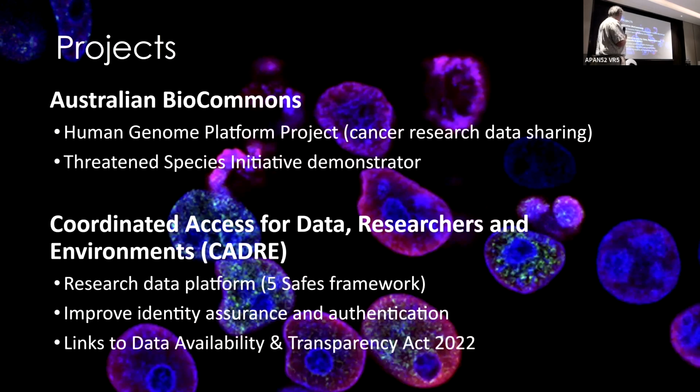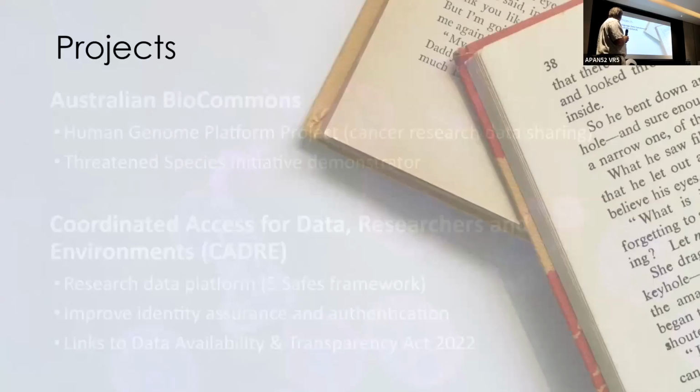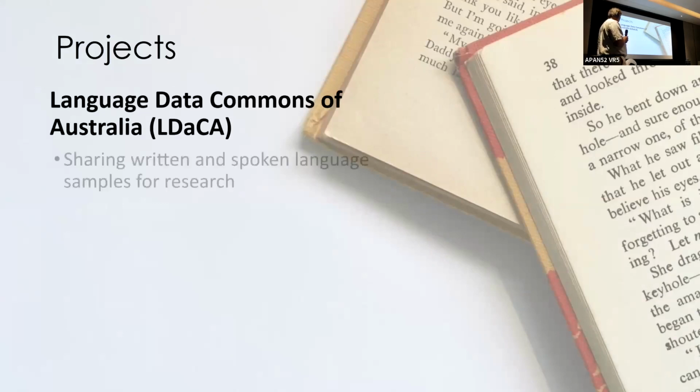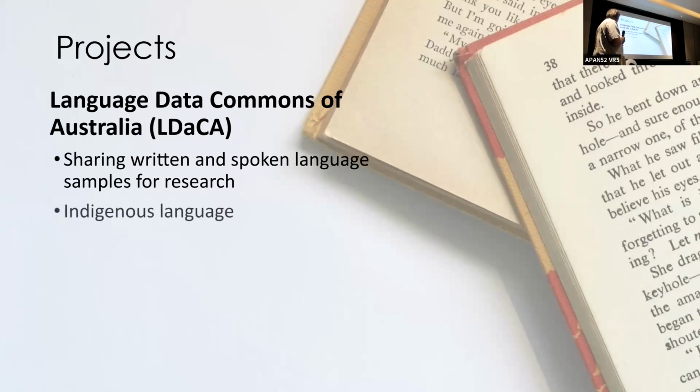Links to data. So it's all about giving access to the right people, to the right data sets at the right time. Not just opening up the doors to everybody, to everything. And it's not just Biocommons, we're also doing stuff with the Language Data Commons Australia. So the humanities are getting involved in this stuff. Sharing written and spoken languages, samples of research. Indigenous languages, and I think Brooke mentioned some of this yesterday about the difficulties with Indigenous languages and who can access stuff. There's the women's stuff, the male stuff, and you need to make sure that they're only visible to the right communities.